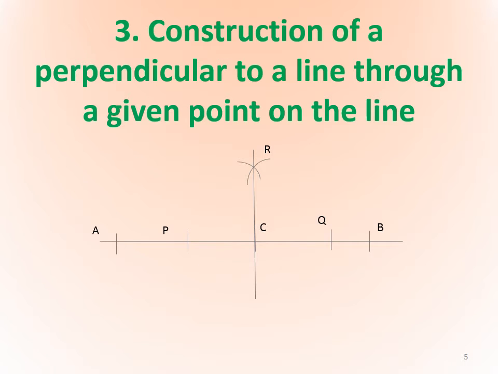Then measure the angle ACR and angle BCR. You are getting angle ACR equals 90 degrees and angle BCR equals 90 degrees. So, CR is the perpendicular drawn to AB through C.